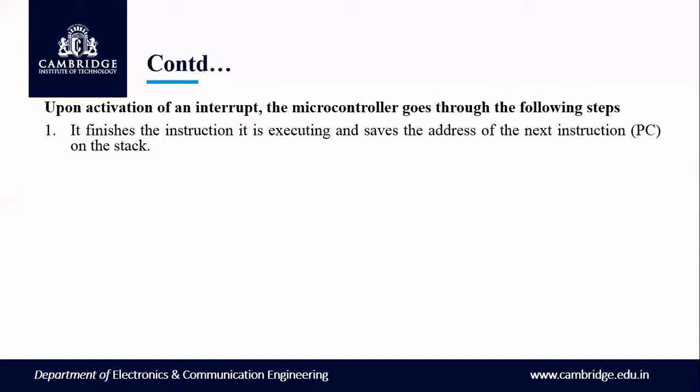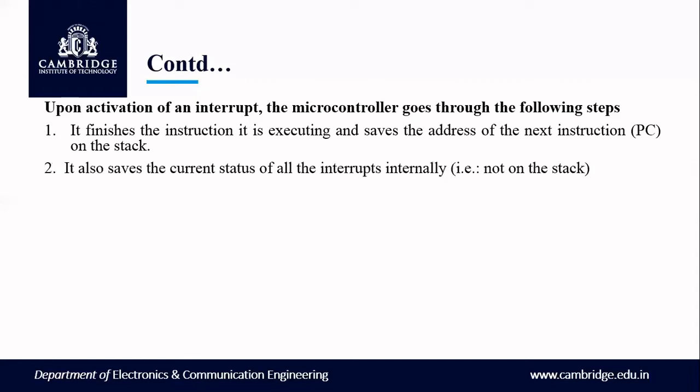When an interrupt occurs, it will stop there itself, after executing the current instruction, and then go to the interrupt service routine. Before that, the next instruction is pointed to by the program counter. So the program counter holds the next instruction in the main program. Before going to the subprogram, it stores the next instruction address on the stack. That is the first point.